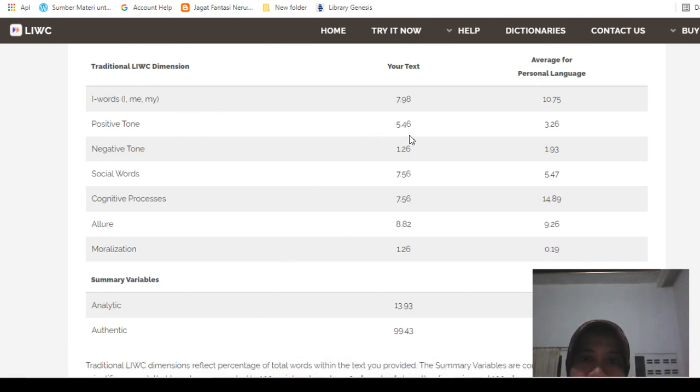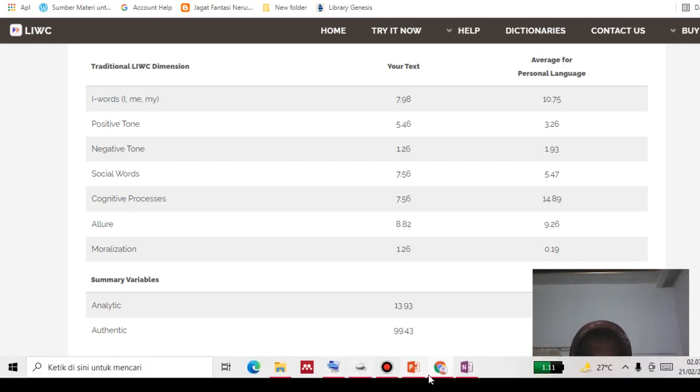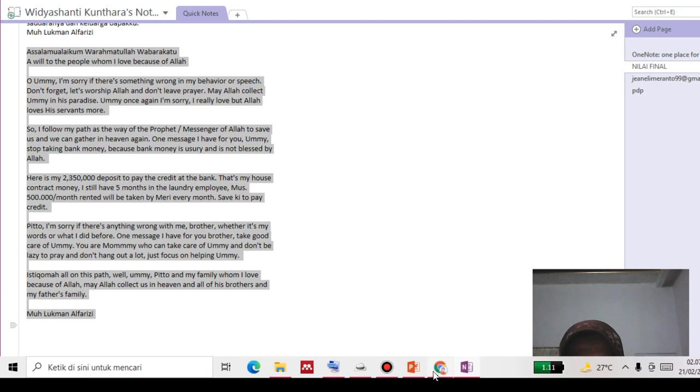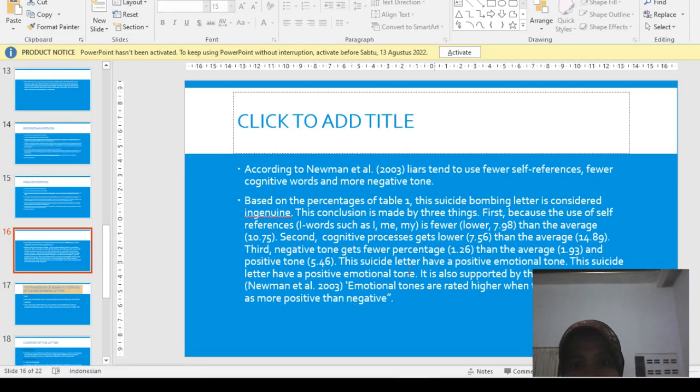Positive tone here 5.46, lower than the average. Negative tone is 1.26, lower than the average range. So here is the conclusion I'm going to give. According to Newman et al. 2003, liars tend to use fewer self-references, fewer cognitive words, and more negative thought.